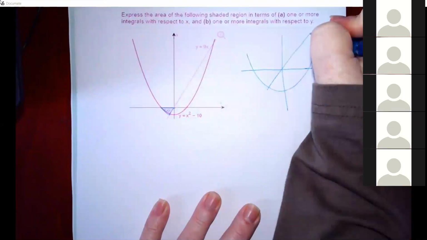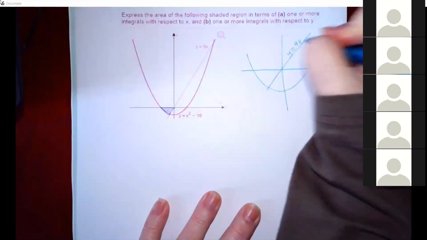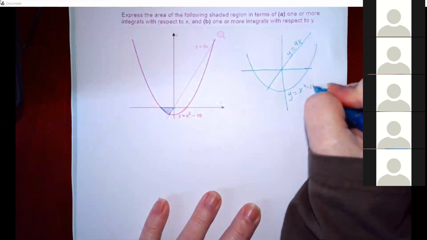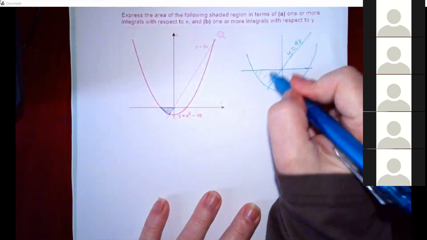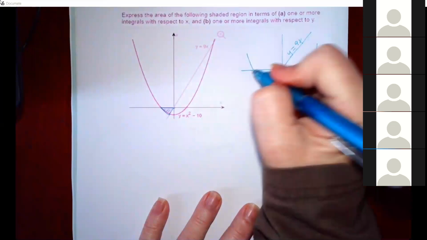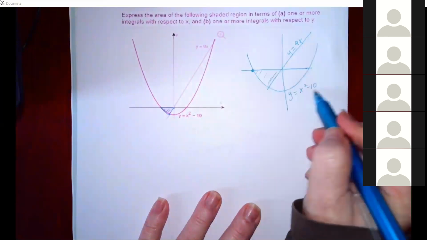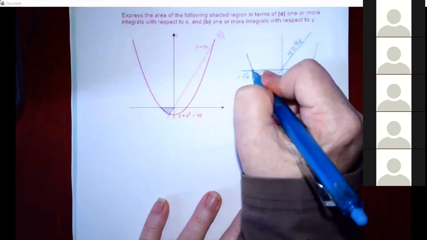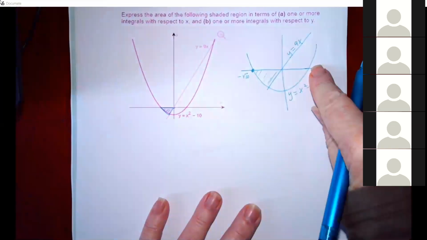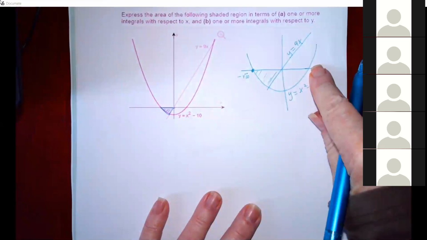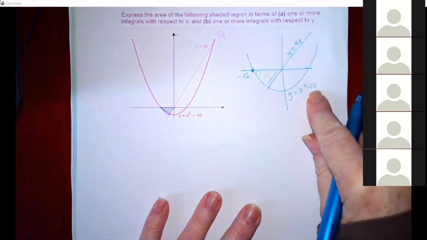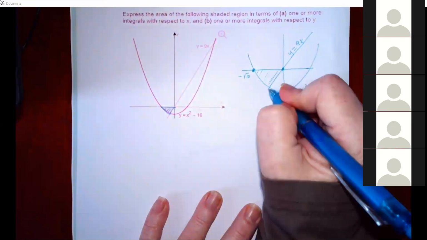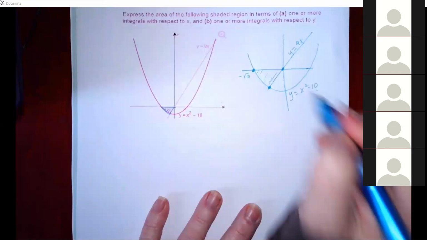Okay, so this is the line y equals 9x. This is the parabola y equals x squared minus 10. And the region that we want is right here. So a couple things. First of all, if this is y equals x squared minus 10, then this x value would be the negative square root of 10. This x value would be positive square root of 10, just by setting that equal to 0. We can see from the picture that that's at 0. We need to figure out what this point is.